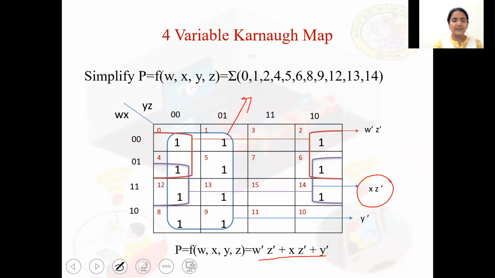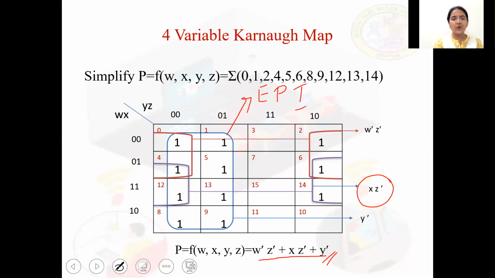This covers min terms 0, 1, 4, 5, 12, 13, 8, 9. Min terms 1, 5, 9 are essential min terms, and the product term which I am getting here is an essential prime implicant.